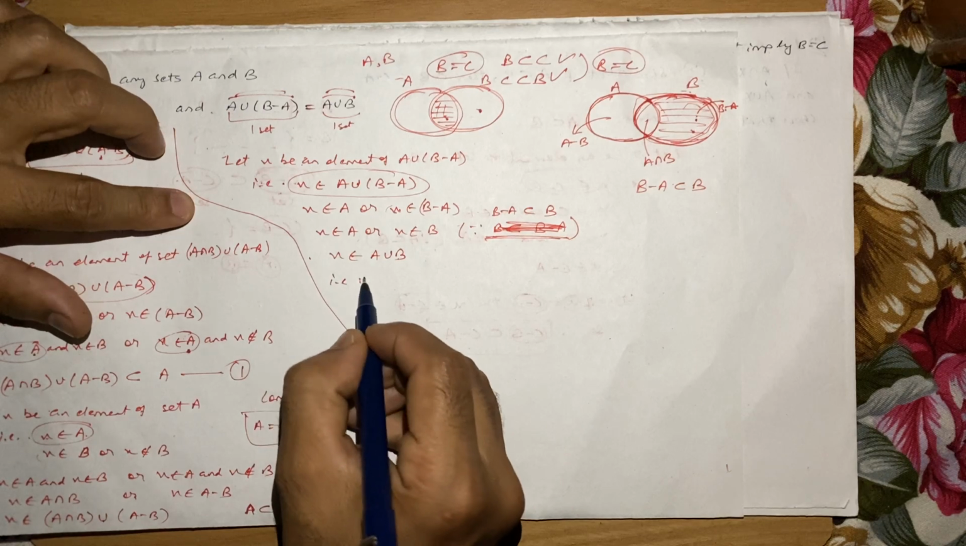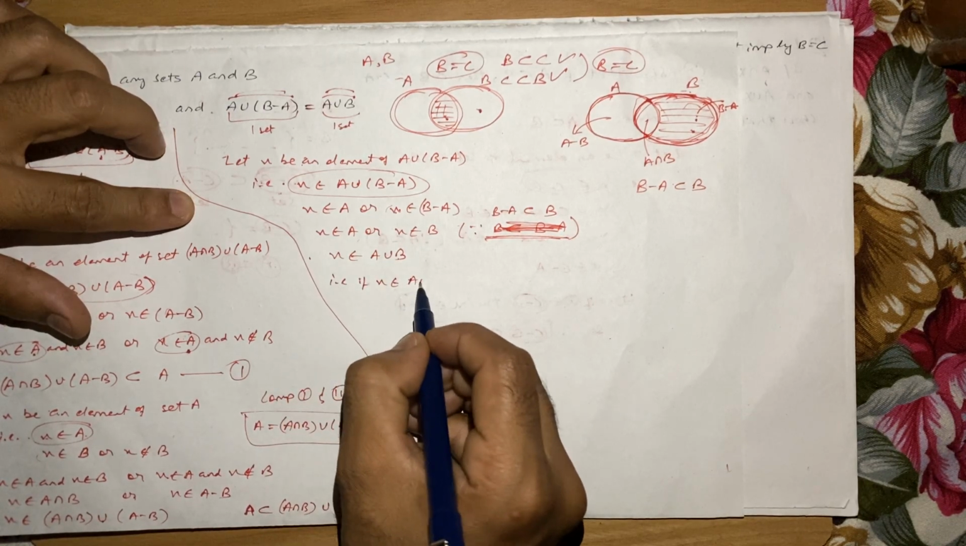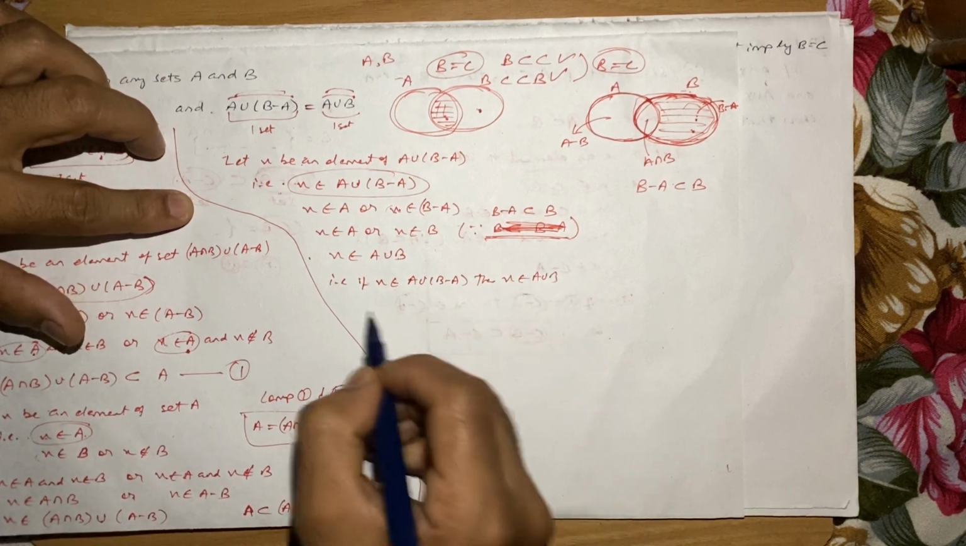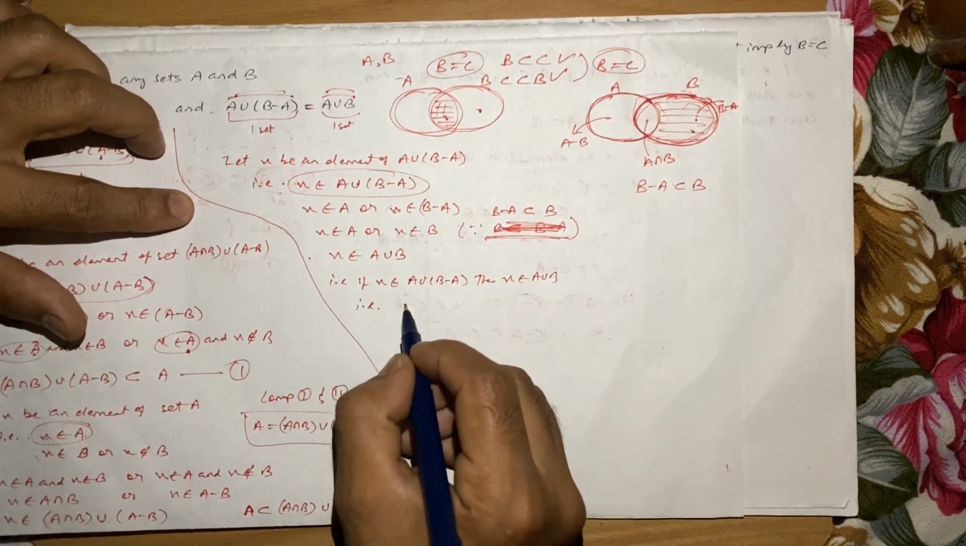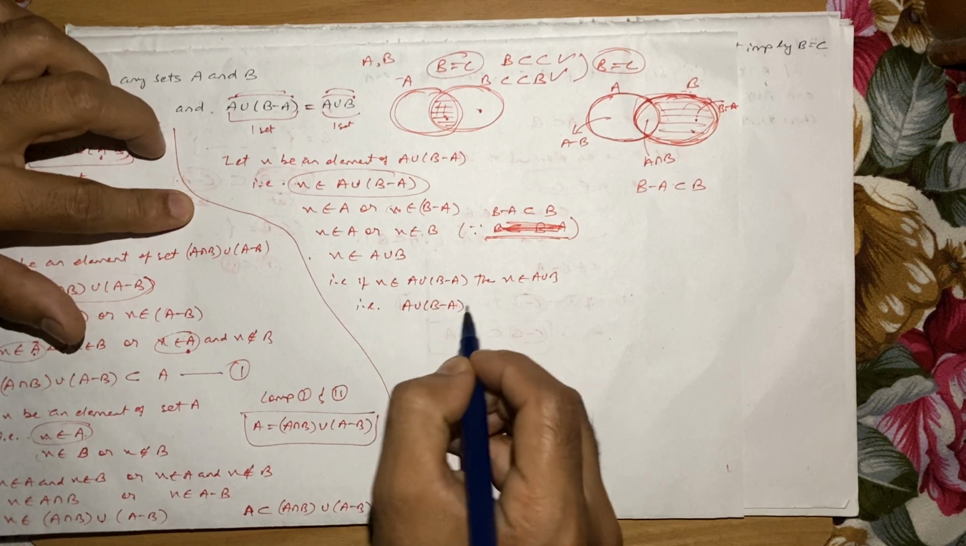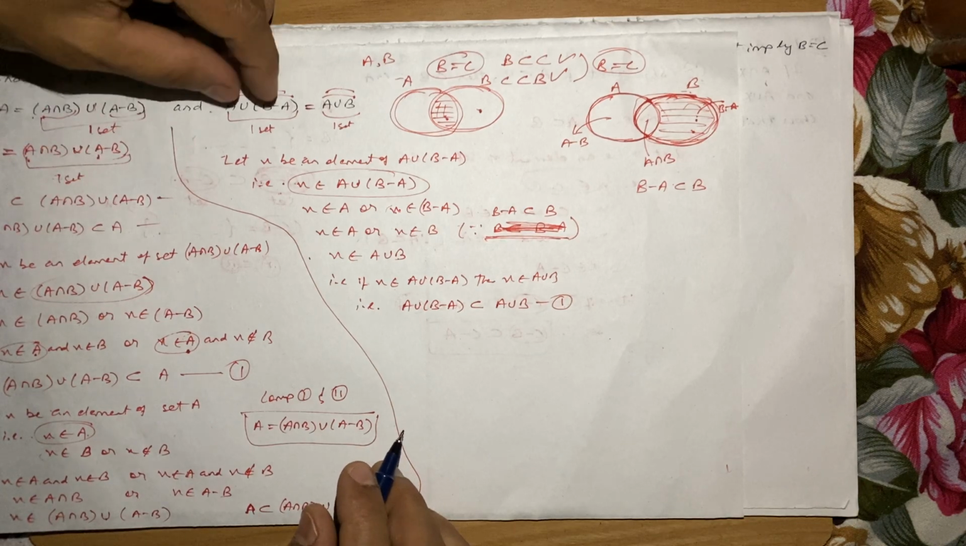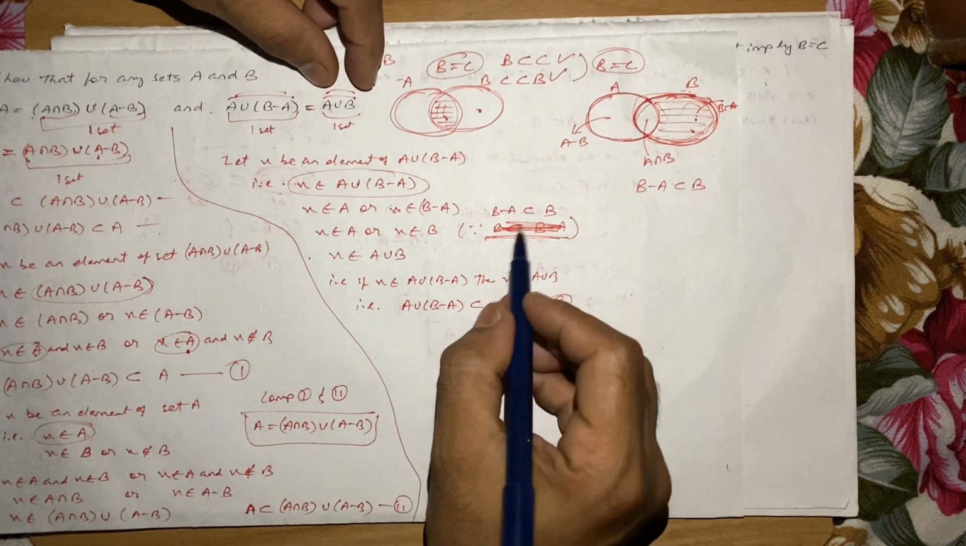That is, if X belongs to A union B minus A, then X belongs to A union B also. Therefore, A union B minus A is a subset of A union B. This is equation 1. So I have proved this to be a subset of this one. I hope that you have got this point.